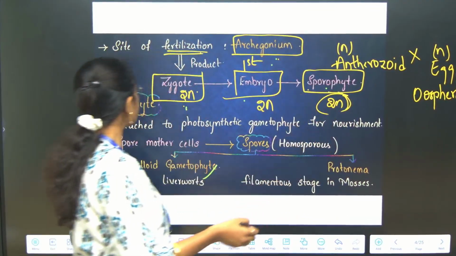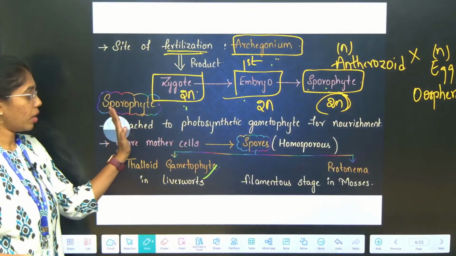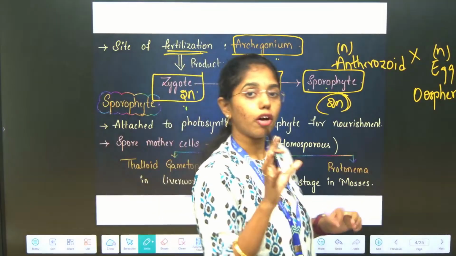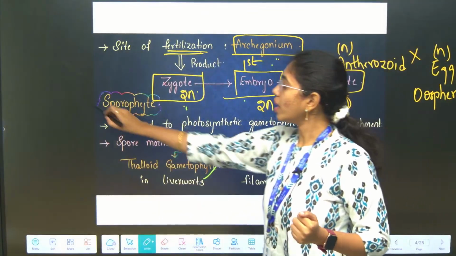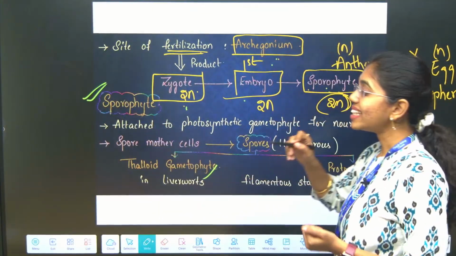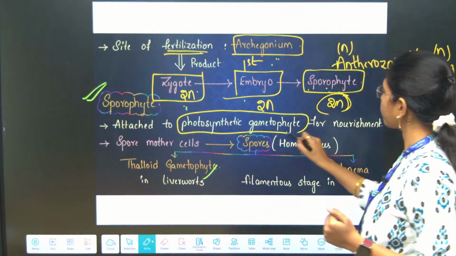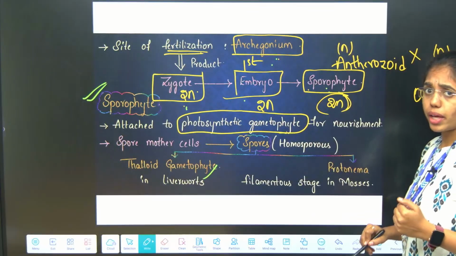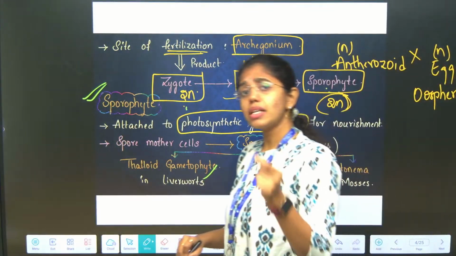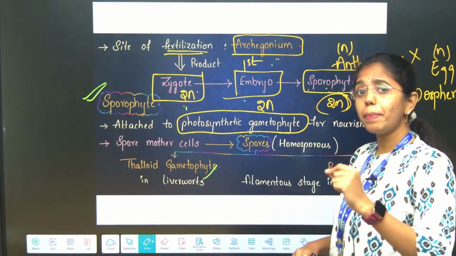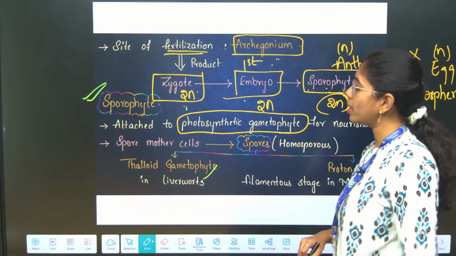Now you look into the sporophytic body. Of course, the gametophytic plant body is the major plant body of bryophytes, and next it is what? Sporophyte. The sporophyte is attached to the photosynthetic gametophyte for nourishment. The sporophyte lives as a partial parasite on the gametophyte. This is dependent on the gametophyte for nourishment.